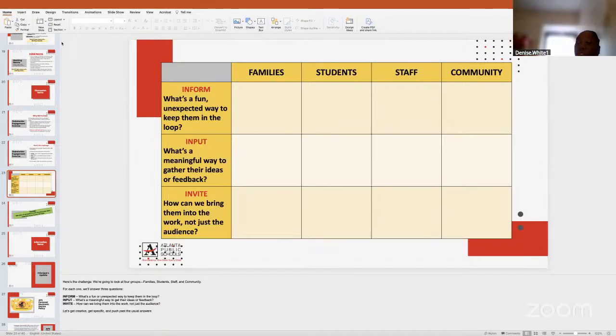Can we get them involved in Go Team too? They need to be involved in everything. We all connect to each other. Absolutely. Okay. That was good feedback, guys.